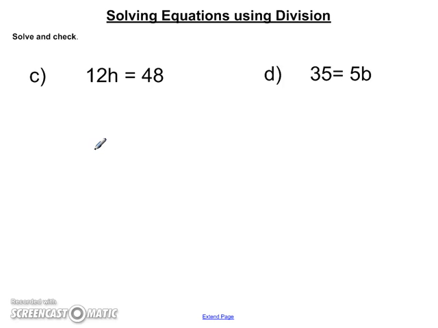So in this particular case, I have 12 times h equals 48. So I have to realize here, well, there's multiplication going on between them. So how do I undo multiply by 12? Well, I'm going to divide by 12.